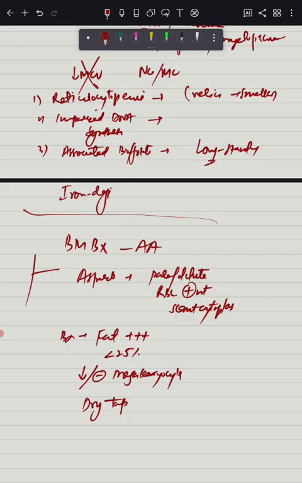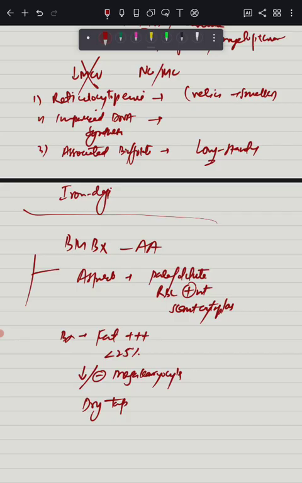So always remember the diagnosis of aplastic anemia requires bone marrow biopsy, not just aspirate. Why is this? Because bone marrow aspirate may appear falsely normal if dilute or patchy. That's why we have to do this core biopsy along with aspirate in these cases.